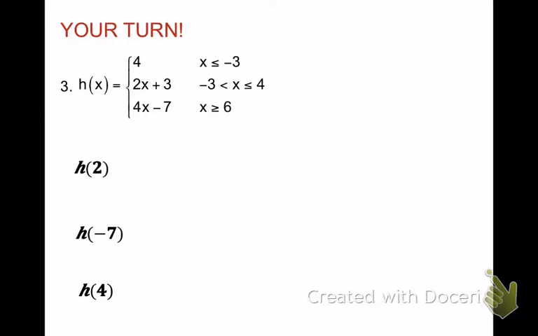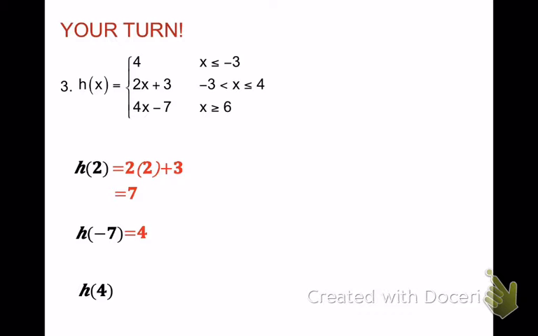All right, now that you've done number 3, let's make sure you have it correctly done. H of 2, which equation did you plug it into? Should have plugged it into the middle one. So you should have gotten 2 times 2 plus 3 equal to 7. Next one, negative 7. You should have plugged it into the first equation, which is just equal to 4. There's no x, so there's no negative 7 to plug in. So kind of a tricky one. But again, since there's no x, it's just always going to be 4, no matter what number below negative 3 you plug in.